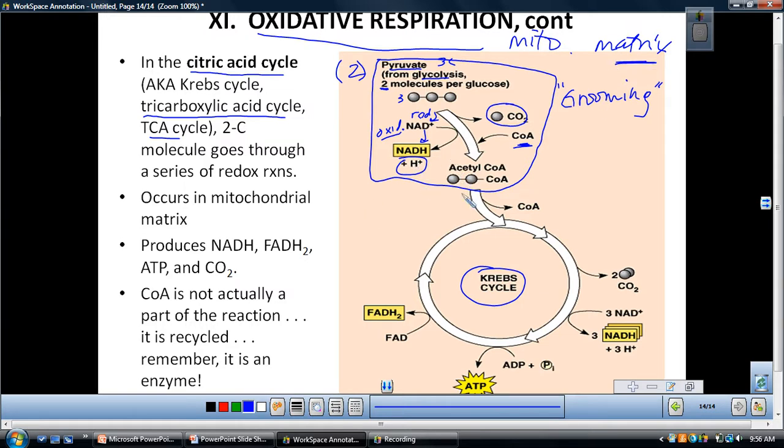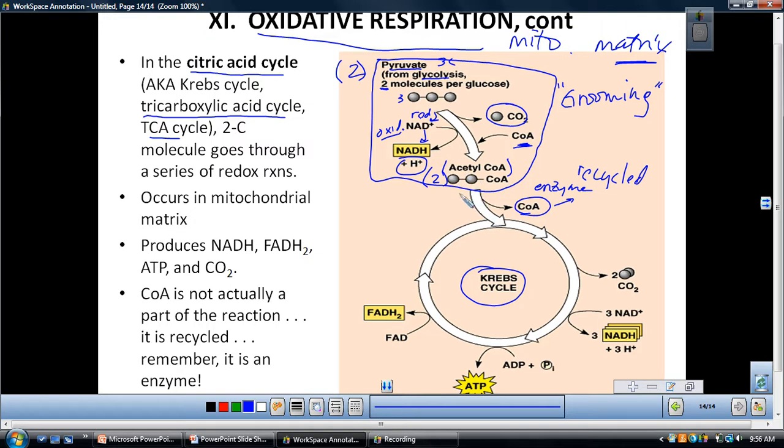Now we're ready to proceed to the Krebs cycle, which you see down here. We're going to start Krebs with acetyl CoA, but remember there are 2 of these because our original glucose was split into 2 3-carbon molecules. So now the acetyl-CoA comes into the cycle. The CoA, which is the enzyme, breaks off and is recycled and can be used over again. This is the recycled part because it's an enzyme, and enzymes are never used up in a reaction.